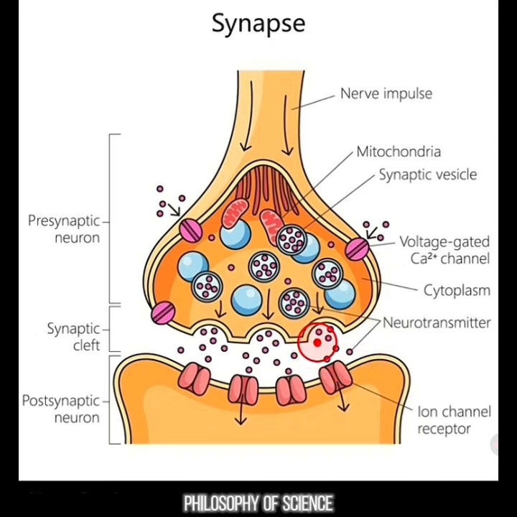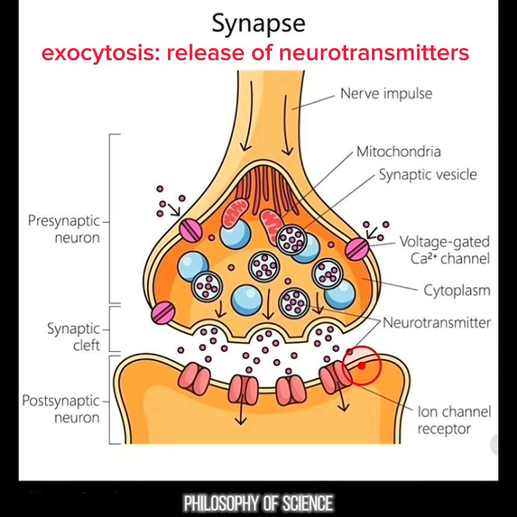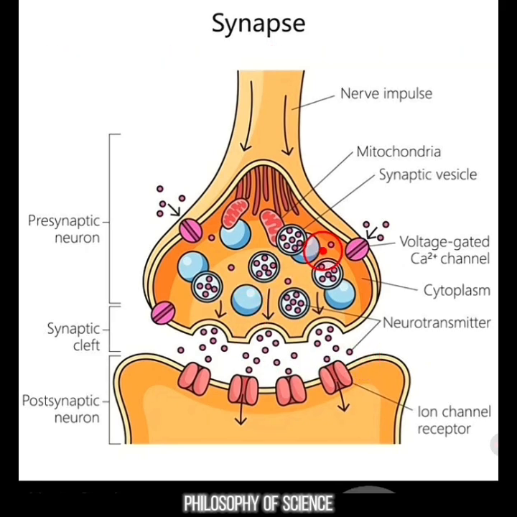This is the exocytosis. So when the neurotransmitter is released from the presynaptic neuron to the synaptic cleft, this step is called the exocytosis. So there's a liberation of neurotransmitter by exocytosis into the synaptic cleft.